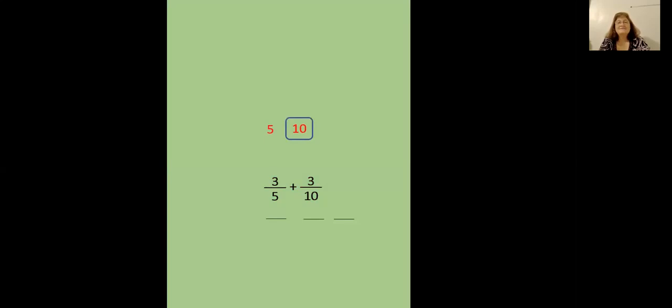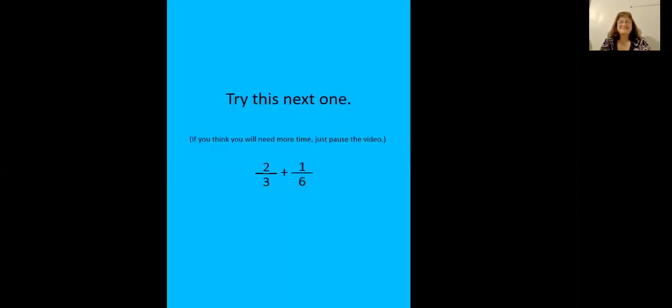Okay, 5 is a factor of 10. 5 times 2 equals 10, and that is our lowest common denominator. 5 goes into 10 2 times. 2 times 3 is 6. 10 goes into 10 one time. 1 times 3 is 3. 6 plus 3 is 9, and that goes over 10. Try this next one.